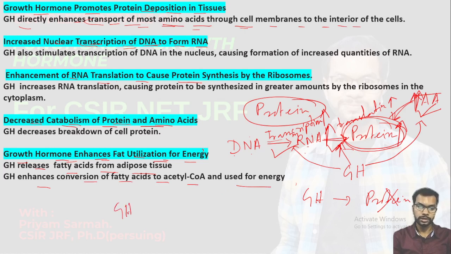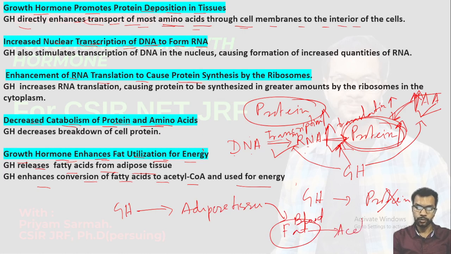So growth hormone, what does it do? It stimulates the adipose tissue to release fat into blood, and then also convert this fat into acetyl-CoA that can be used in Krebs cycle. Okay. Growth hormone acts on adipose tissue to release the stored fat in blood, and it helps to convert the fat in the blood to acetyl-CoA, and that acetyl-CoA is used in Krebs cycle to generate energy.